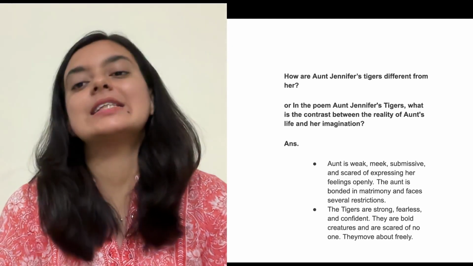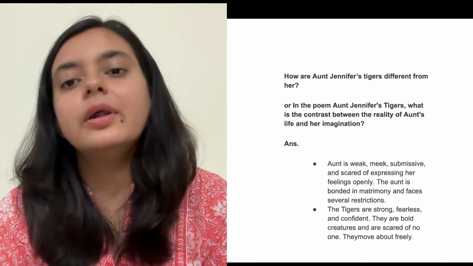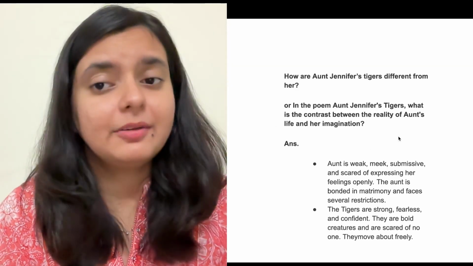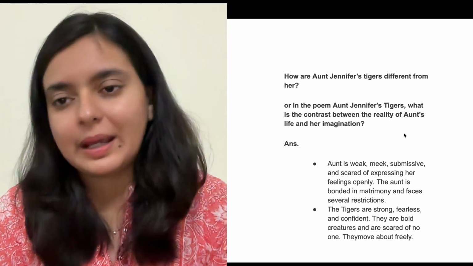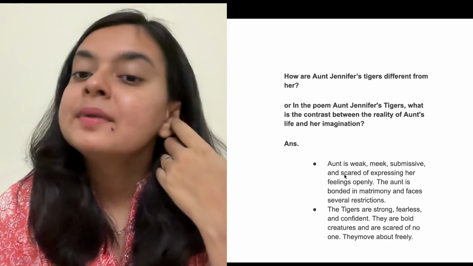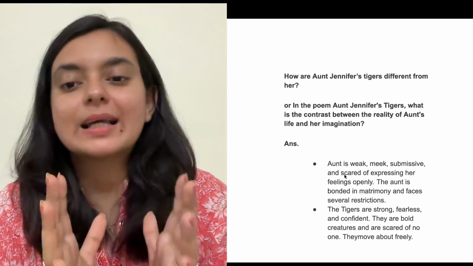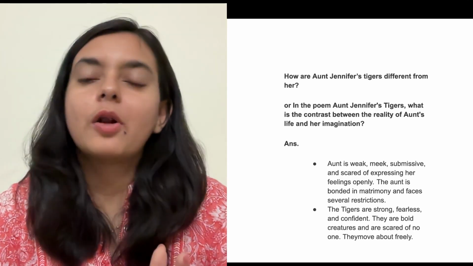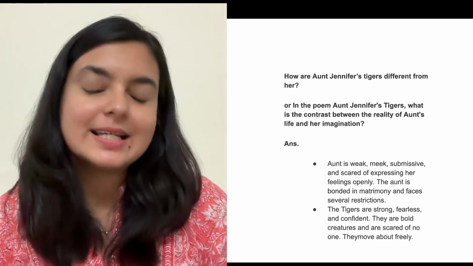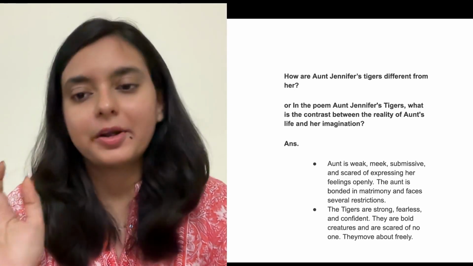Next is the contrast between Aunt Jennifer's tigers and her own reality. Okay, these could be the different types of questions. How it is framed is different. The answer, what they are asking is basically how the aunt who is weak, meek, submissive, how she's contrasting her meekness, submissiveness with the tigers on her embroidery that she is embroidering, right?